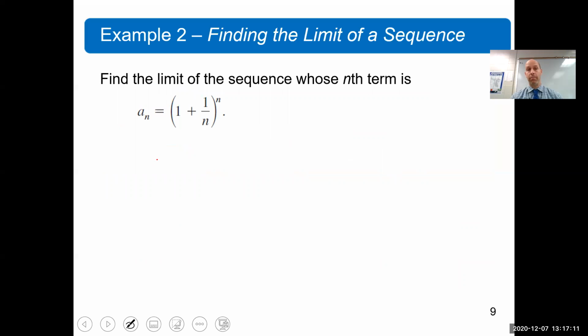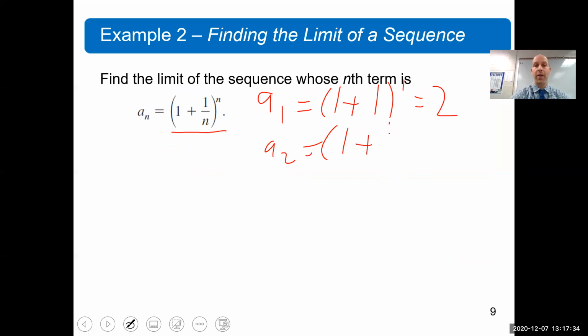So for example, we want to find the limit of this sequence, this is the nth term. Let me give you a couple of those terms. For a sub 1, you would plug 1 in here. So a sub 1 is 1 plus 1 over 1, raised to the 1, so it's going to be 2. A sub 2 is going to be 1 plus 1 over 2, squared. This should seem familiar. That's 1 plus 1/2, which is 3/2 squared, so that's 9/4, or 2 1/4.